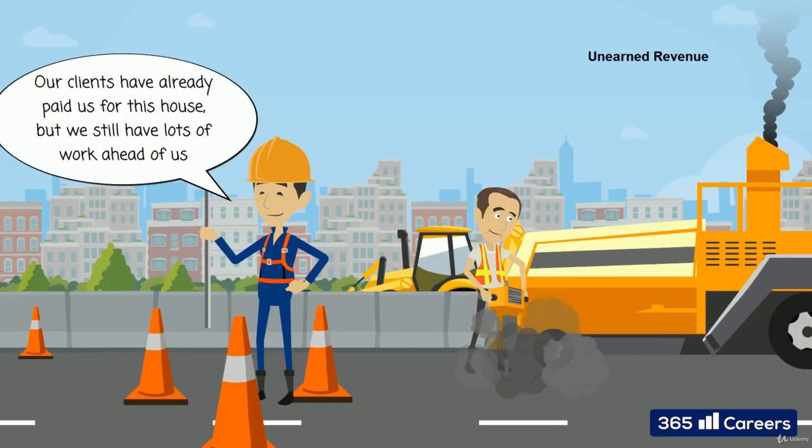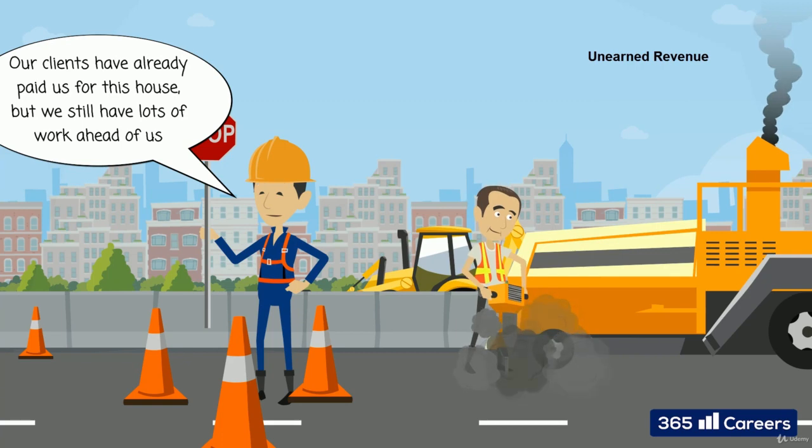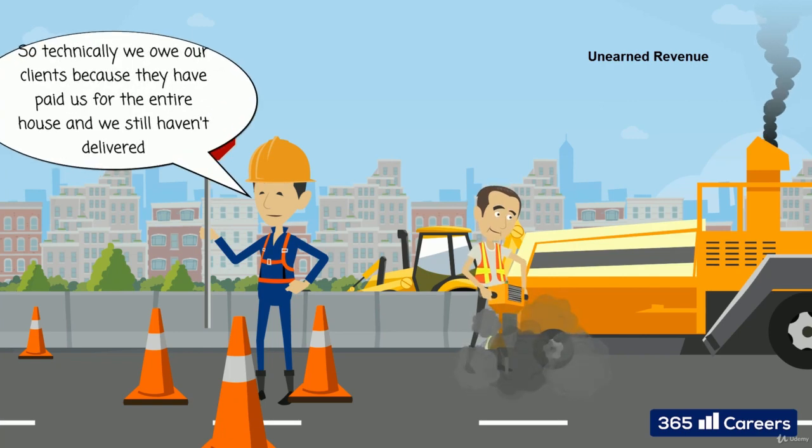Unearned revenue will be registered in situations when we receive payment for products or goods that have not been delivered to the client. For example, a construction company will register unearned revenue when it receives an advance payment for a house that has not been built and delivered to the client. The money is in the firm's bank account, but it has not carried out the required service. Therefore, the company technically owes the money to the client, which is why unearned revenue is a liability.